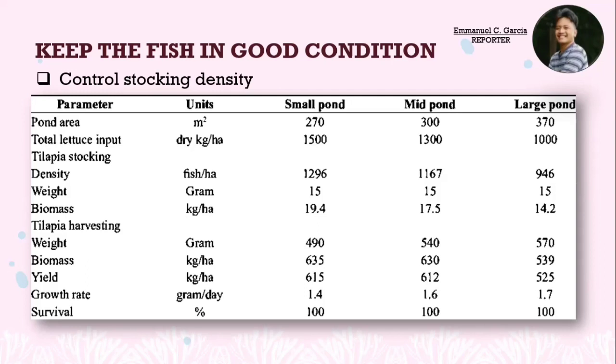During tilapia harvesting, the weight in the small pond is 490 grams with a biomass of 635 kilograms per hectare, a yield of 615 kilograms per hectare, a growth rate of 1.4 grams per day, and a survival rate of 100%.